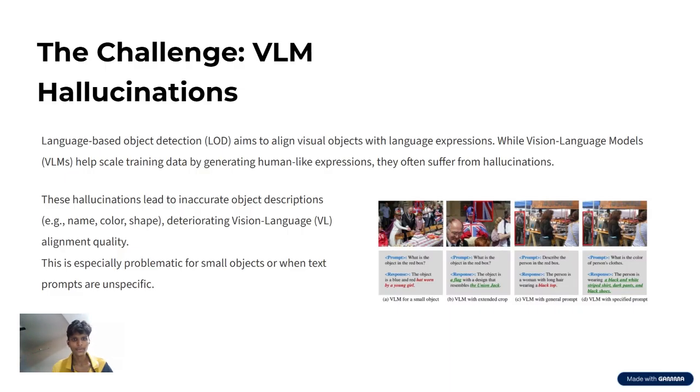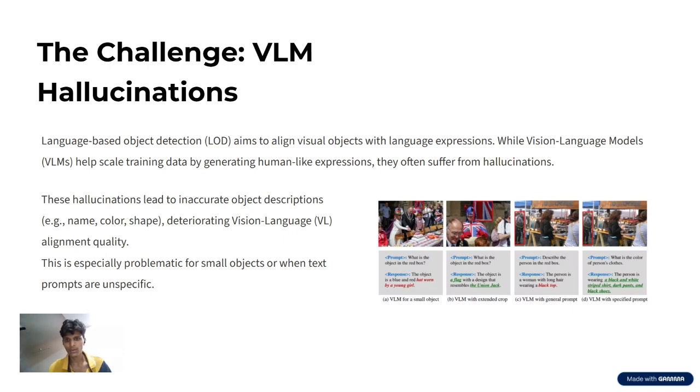Language-based object detection aims to align visual objects with language expressions, while vision language models help scale training data by generating human-like expressions. They often suffer from hallucinations. These hallucinations lead to inaccurate object descriptions, for example in name, color, and shape, deteriorating visual language data quality. This is especially problematic for small objects or when text prompts are unspecific.